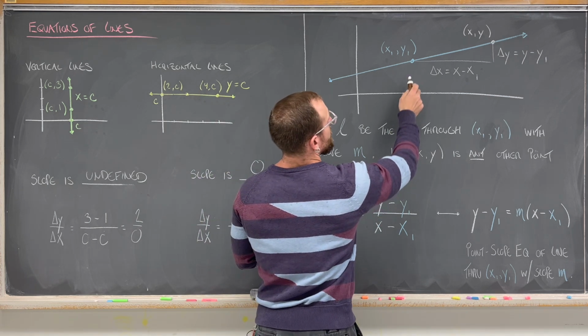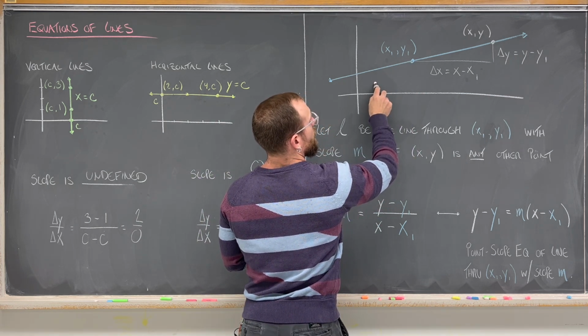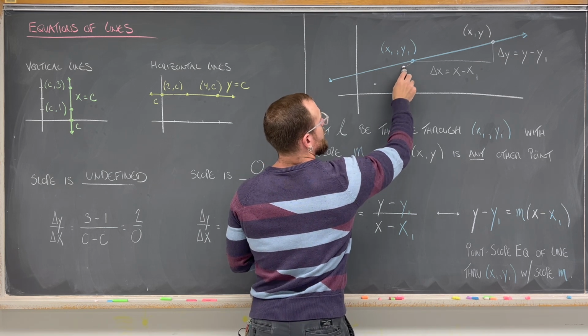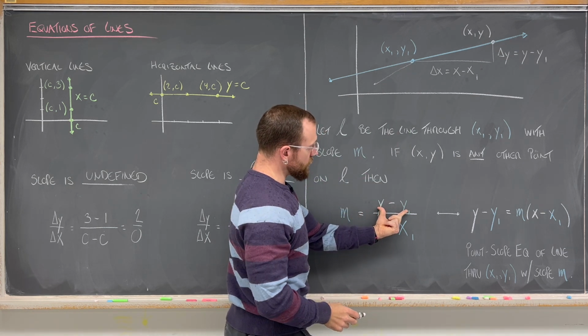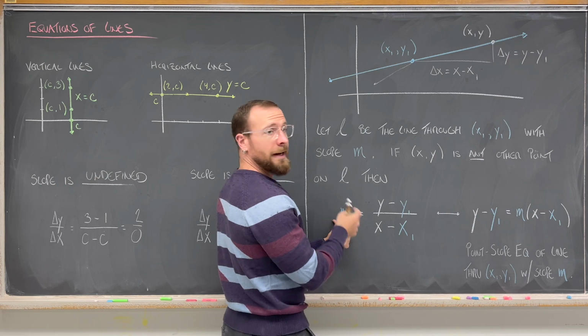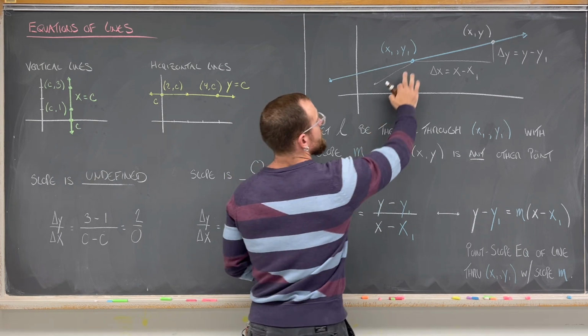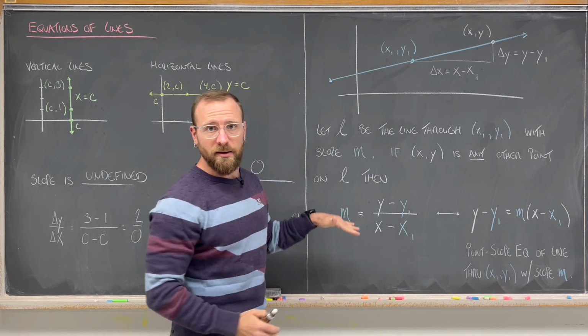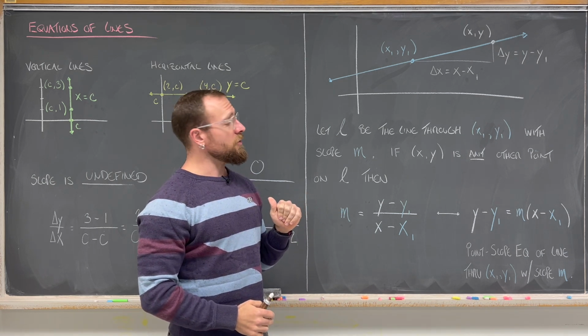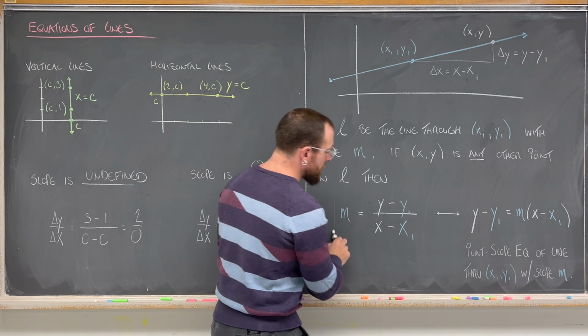If you connected this point to a point that wasn't on the line, you would calculate this ratio of change in y over change in x, and you would not get m. Okay? So this is an equation satisfied by points on the line, not satisfied by points not on the line. This is the equation of a line.